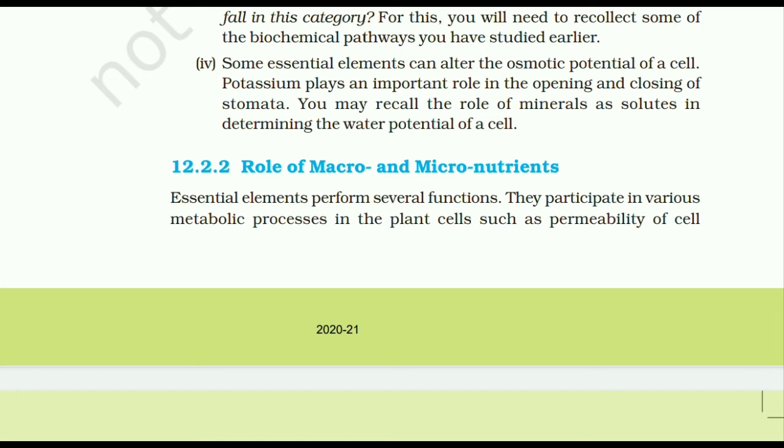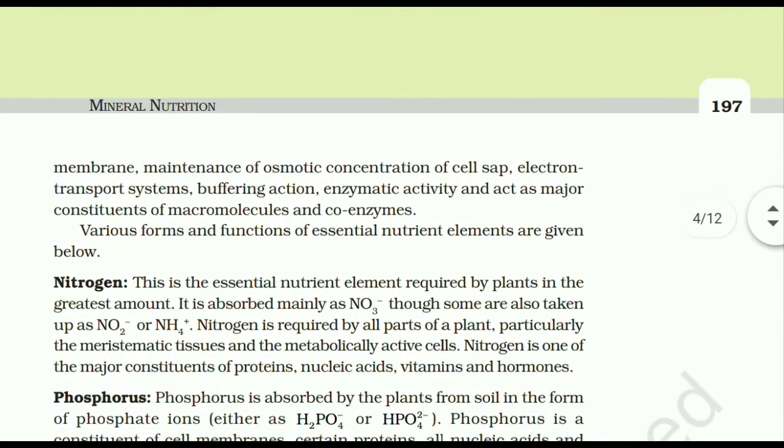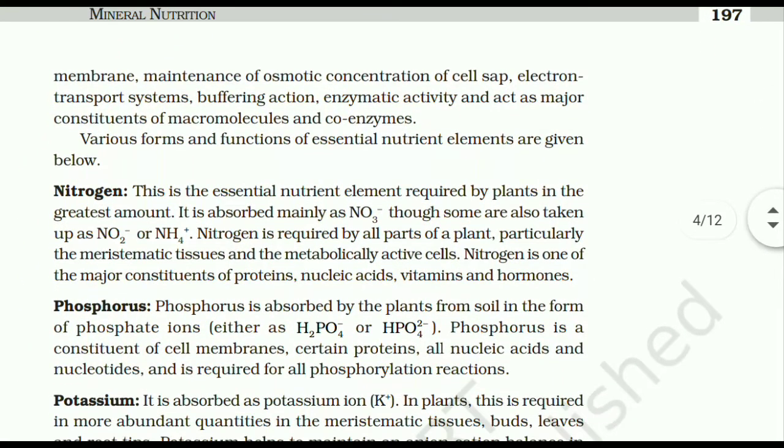12.2.2 Role of macro and micronutrients. Essential elements perform several functions. They participate in various metabolic processes in plant cells such as permeability of a cell membrane, maintenance of osmotic potential of cell sap, electron transport systems, buffering action, enzymatic activity, and act as major constituents of macromolecules and coenzymes. Various forms and functions of essential nutrient elements are given below.